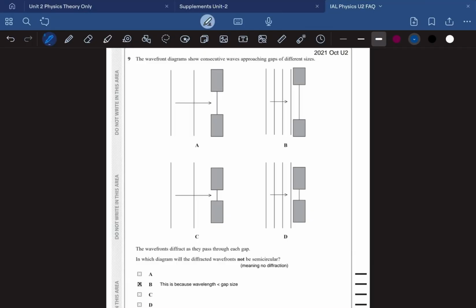So this is another very contextual question. In physics Unit 2 you will be asked some contextual questions, so make sure you are familiar with the syllabus. It says the wave fronts diffract as they pass through each gap; in which diagram will it not be diffracted like a semicircle? Now, to be able to diffract like a semicircle, the wavelength should be equal to or smaller than the spacing between the slits.